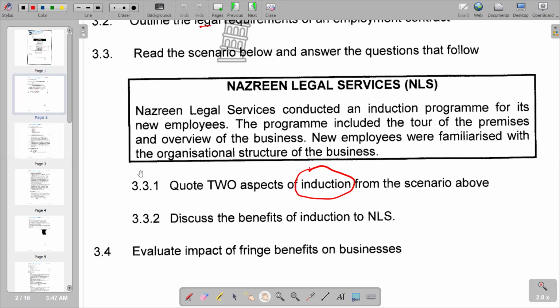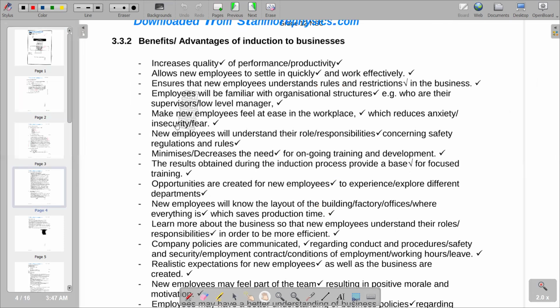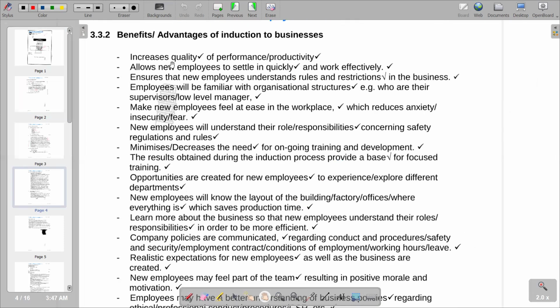So we go to our other section, to see the benefits of induction that are stated there. We see that we have many of them. The first one says it increases quality of performance or productivity. Obviously, when the worker is familiarized, the performance is going to be better because the worker can quickly adjust to the environment. The second point says it allows the employees to settle in quickly and work effectively.